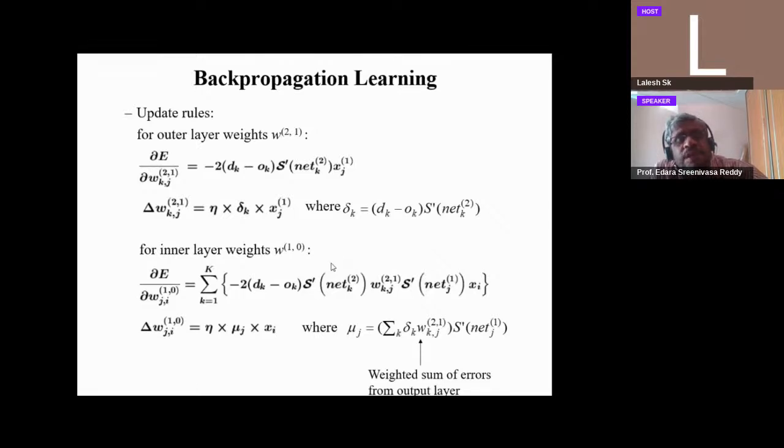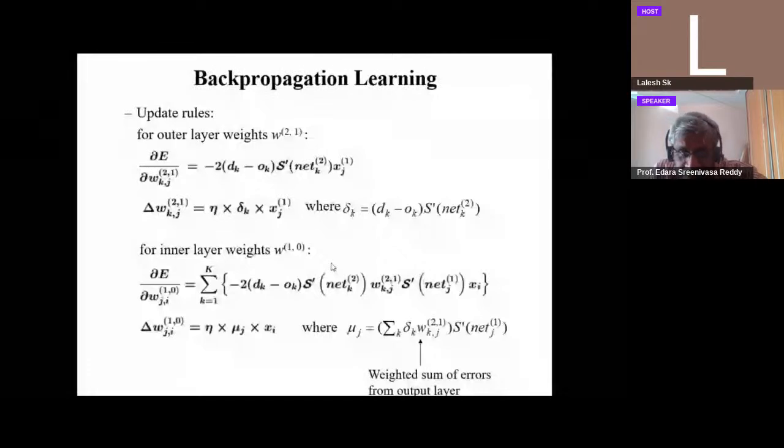That is equal to sigma of minus 2 dk minus OK into S dash of net of 2, W2 minus 1 2 comma 1, S dash of net of 1 into xi. Therefore, delta W of 1 comma 0 is equal to eta into mu into xi, where mu is equal to sigma of delta we have shown there, d minus o into s dash of net 2 into W of 2 comma 1 s dash of net of 1. So it is the weighted sum of errors from the output layer.